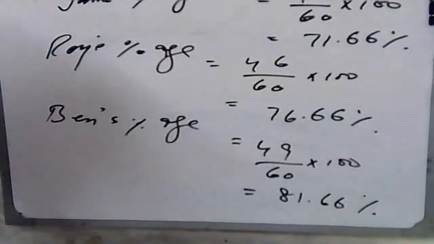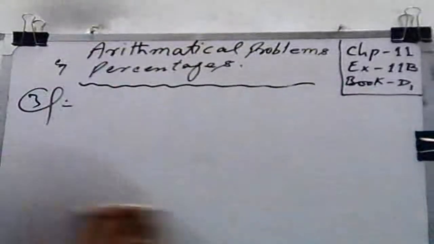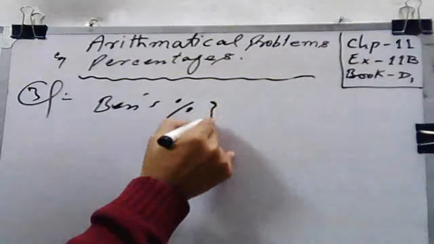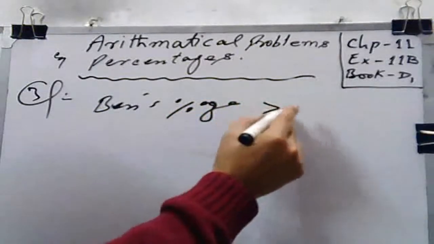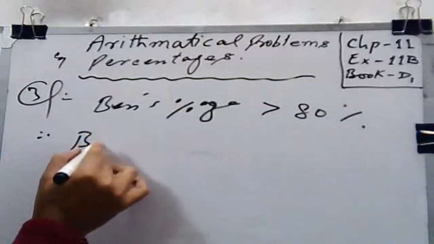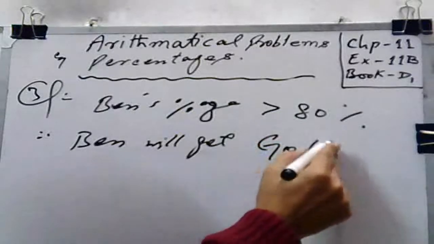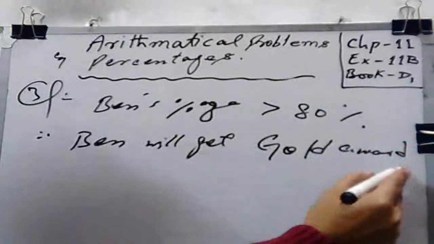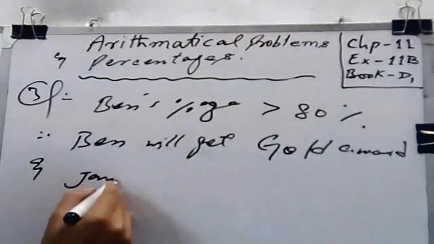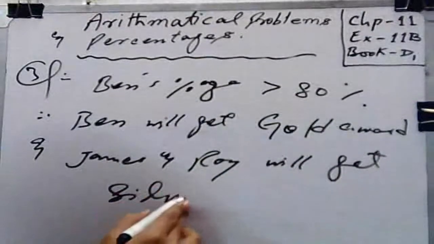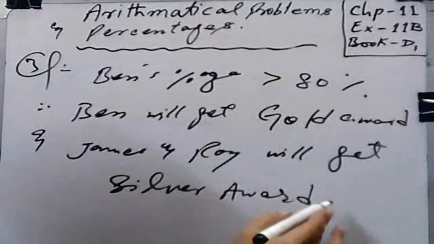So the result is 81.66%. We come to this conclusion that Ben's percentage is greater than 80%. So Ben will get gold award. As Ben's percentage is greater than 80%, therefore Ben will get a gold award. And the other two, James and Roy, will get silver award. So that is your required result.